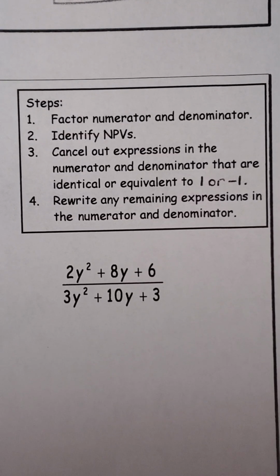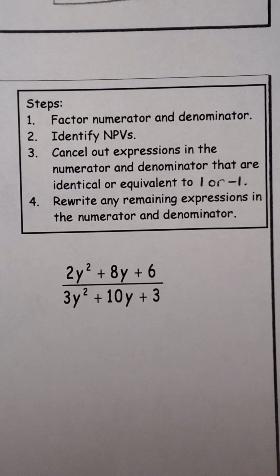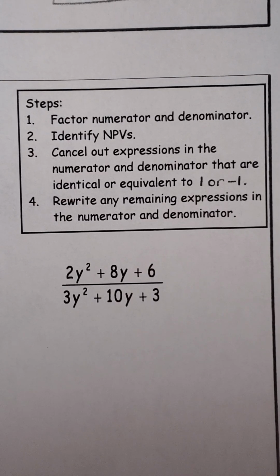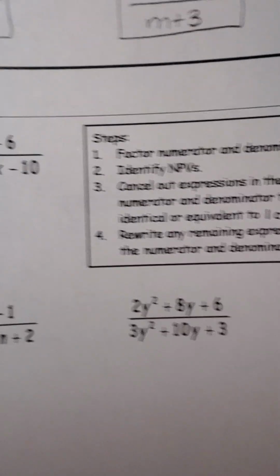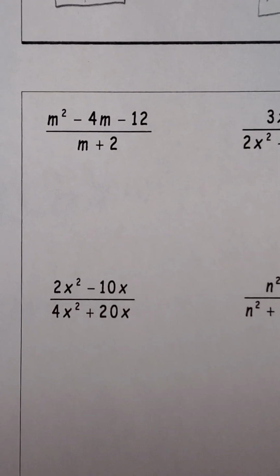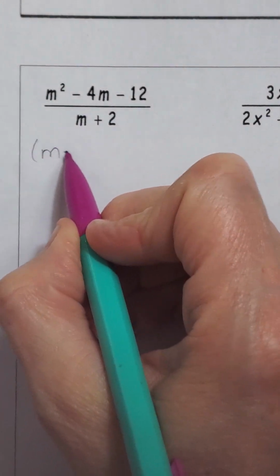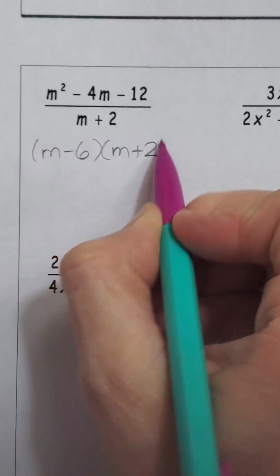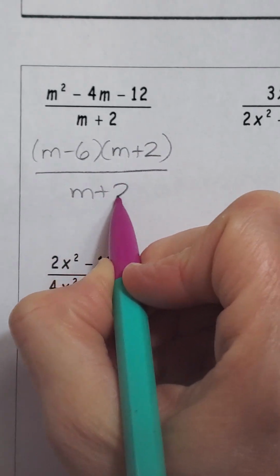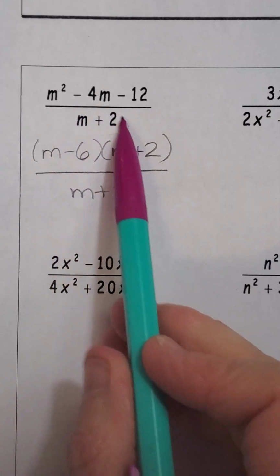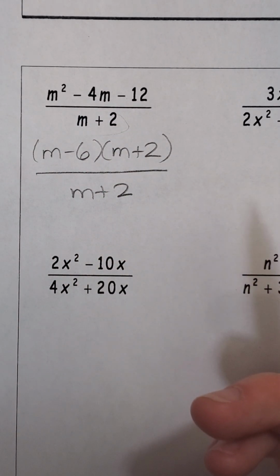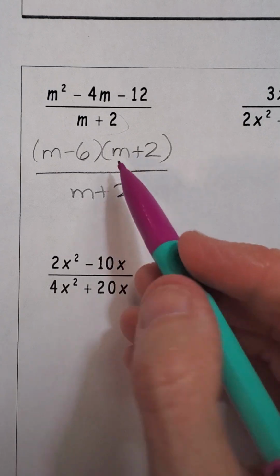Step number 1, factor numerator and denominator. Identify non-permissible values. Cancel out the expressions in the numerator and denominator that are identical or equivalent to 1 or -1, and then rewrite any remaining expressions in the numerator and denominator. Okay, so factoring first. M minus 6, M plus 2. The nice thing about this is that chances are, because we're simplifying, this is going to be one of the factors. It's not a guarantee, but it sometimes can make it a little bit easier, right?